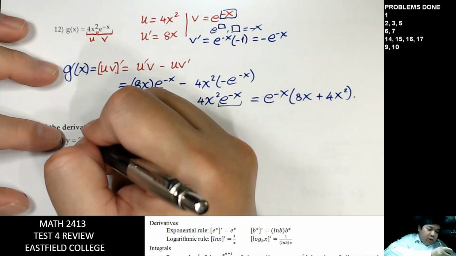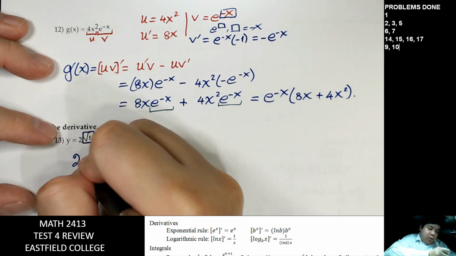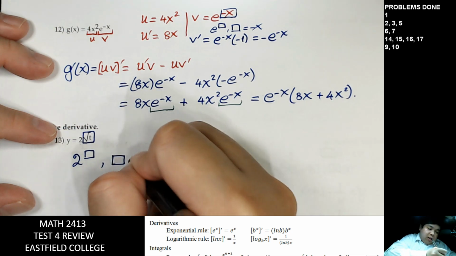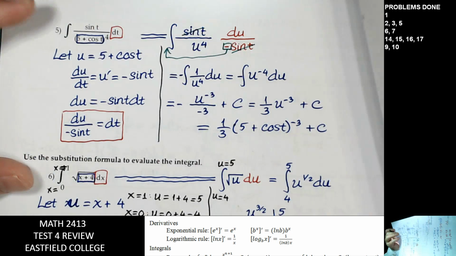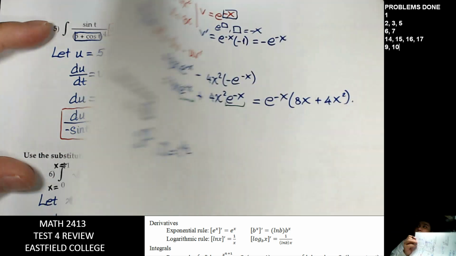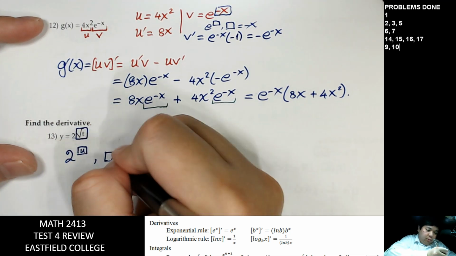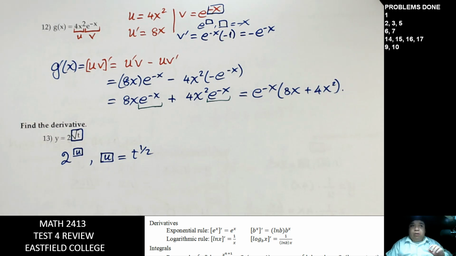The next one we're going to use is the square root of t. So we have 2 to the box, and then the box is t to the 1/2, and then we take the derivative of that. I'll let you finish that problem.